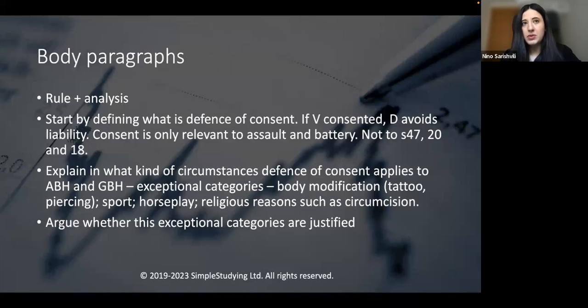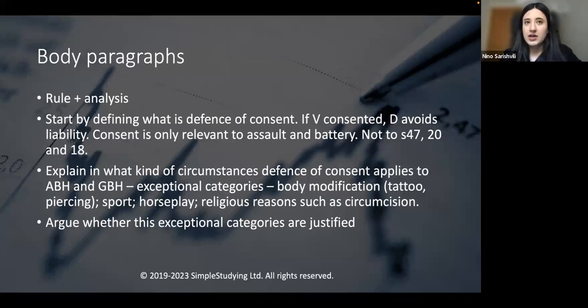So people are not convicted of battery and assault in circumstances where it's a normal, accepted interaction between people every day, such as getting into a crowded public transport. However, the court is reluctant to accept defense of consent for more serious offenses like Section 47, Section 20, and Section 18. So you would start by explaining that defense of consent applies to assault and battery.